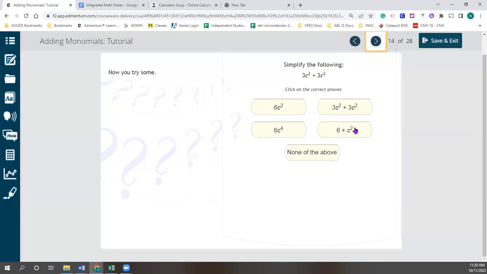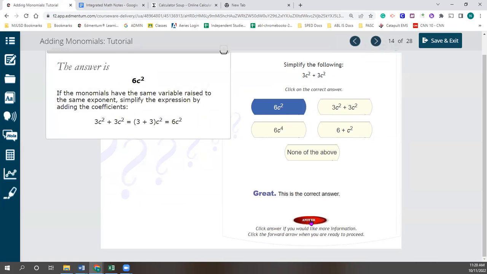That is really close, but this is more correct. See, this says 6 plus c squared. This is 6 times c squared, which is what we get after we do the addition. So that's the correct answer. Again, you can click on show answer. If the monomials have the same variable raised to the same exponent, this is the exponent. The 2 is the exponent. Simplify the expression by adding the coefficients. We did that. 3 plus 3 is 6. 6c squared.